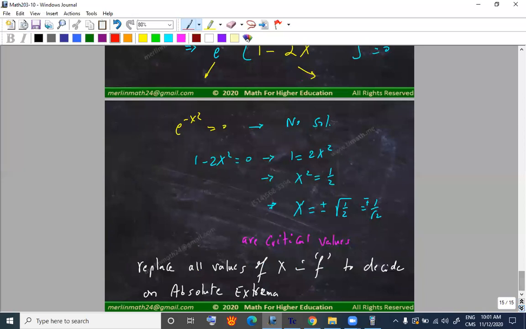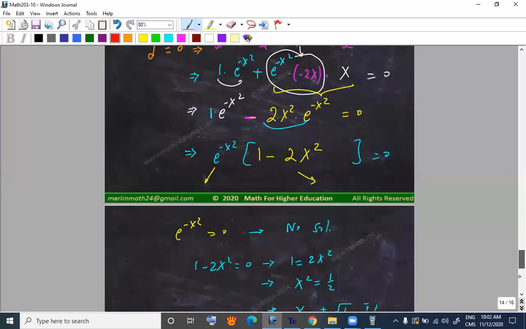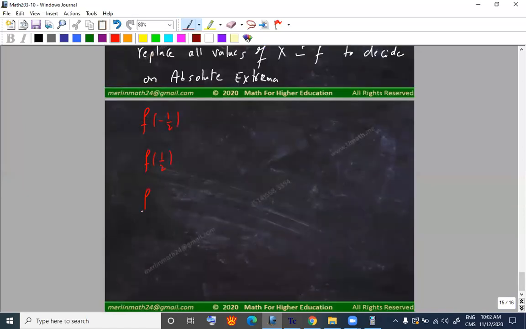So how many x values do I get? I get f of minus half, f of half. Those are for the critical. It happens sometimes that the critical values are among the interval. So my interval is minus half to 1. So I have half, and I want to get the rest. You agree?